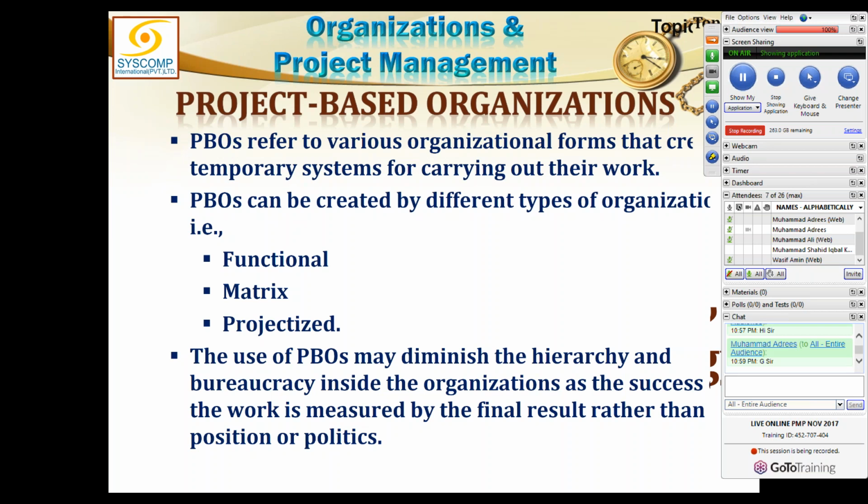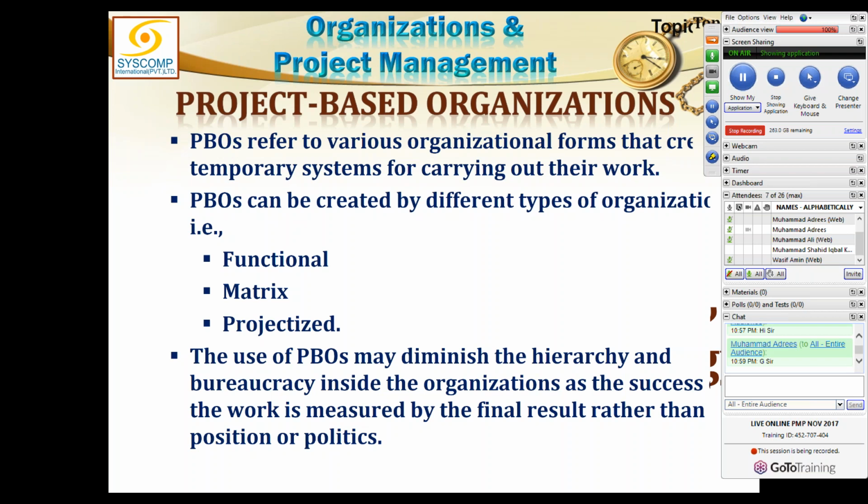It could be a small team, it could be a large team. But whatever it is, it is a temporary structure. It only works for a small duration, until it is accomplishing its objective.